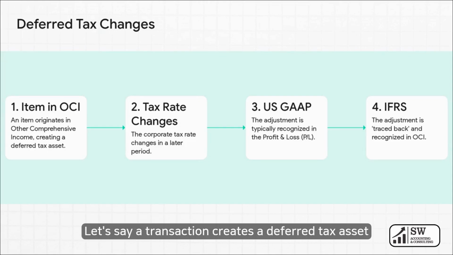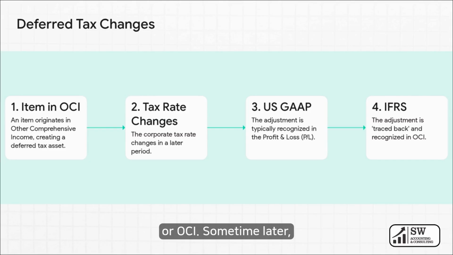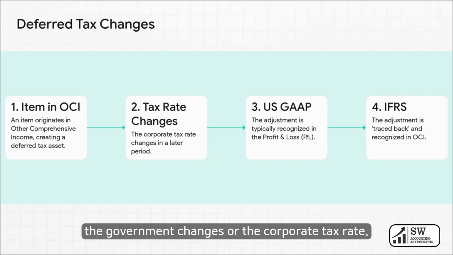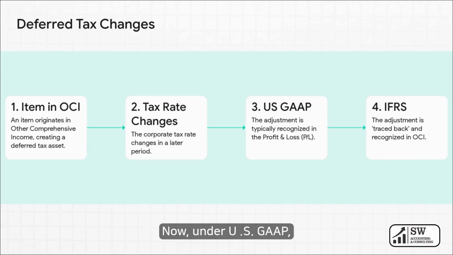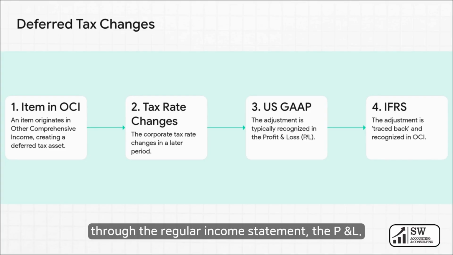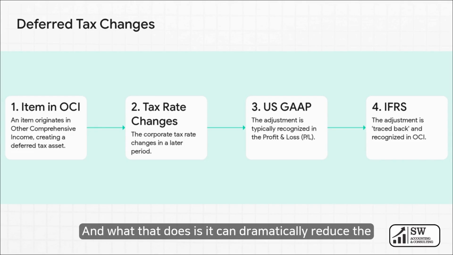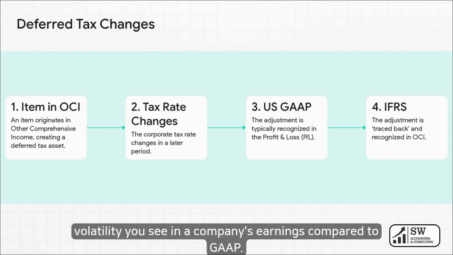Let's say a transaction creates a deferred tax asset, and it's originally recorded in Other Comprehensive Income, or OCI. Sometime later, the government changes the corporate tax rate. Now, under US GAAP, the adjustment for that rate change would almost always just flow right through the regular income statement, the P&L. But under IFRS, you have to trace it back. Since the original item landed in OCI, the tax adjustment has to go to OCI as well. And what that does is it can dramatically reduce the volatility you see in a company's earnings compared to GAAP.